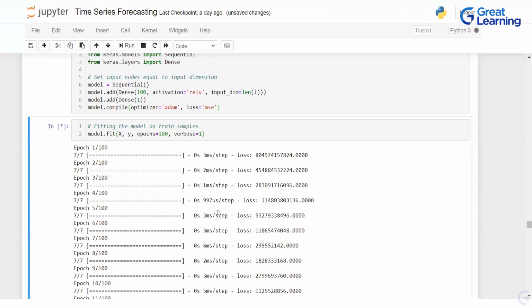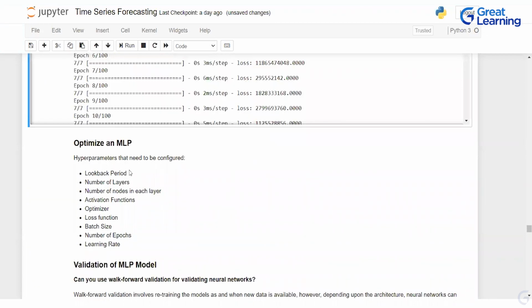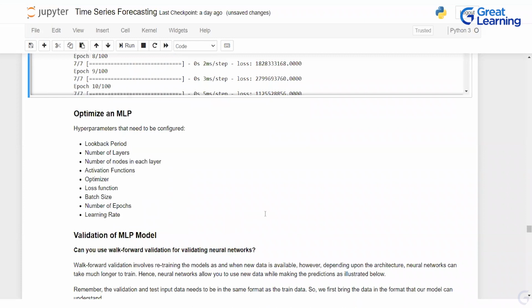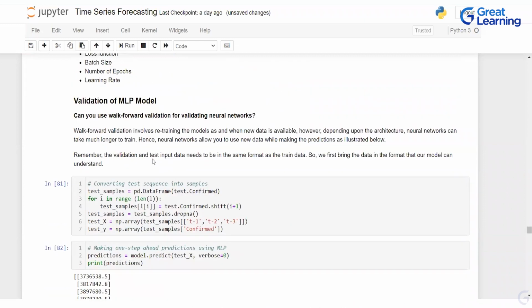All these epochs and all these things came up. Let's optimize the MLP: look back period, how much I want, number of layers, what nodes you want, activation function, optimizer, all these things that you have. Same thing on the same sample that I am having over here. This is the sequence that I created for each and every value. So I'm converting the test sequence also into samples, and then I'm doing the prediction.